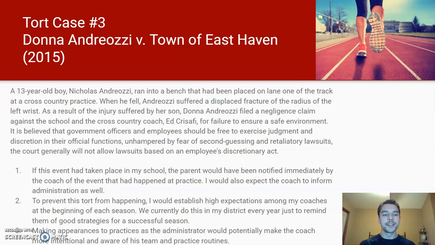For my third case, this is Donna Andarazzi versus the town of East Haven. As a coach, this one was really interesting to me because this was a lawsuit that was filed against a cross-country coach. What had happened was they were having practice out on the track and they were running laps on the track. Well, one of the athletes on the cross-country team was not paying attention, and he ran into a bench that was actually out on the track.